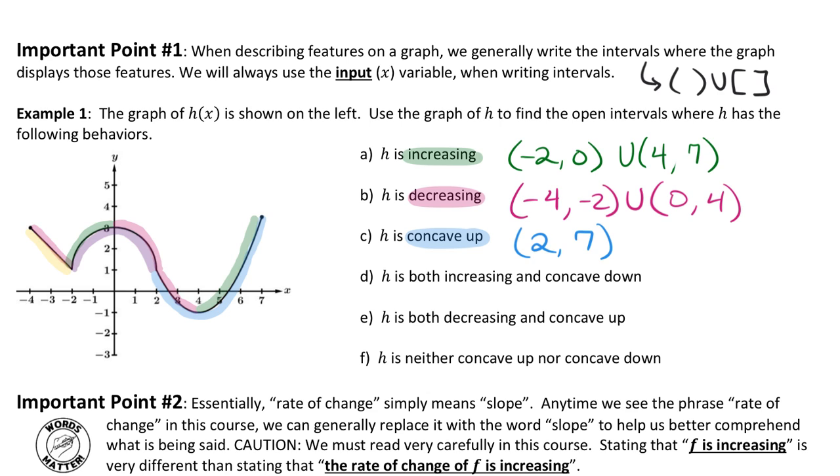Okay, the next one's very interesting because now we have a word "and" in here. We want to know where h is both increasing, that's green, and concave down, that's purple. So we're looking for where those two colors overlap. So increasing and concave down at the same time. Is there any section that is both green and purple? Yeah, where does it start? And where does it end?